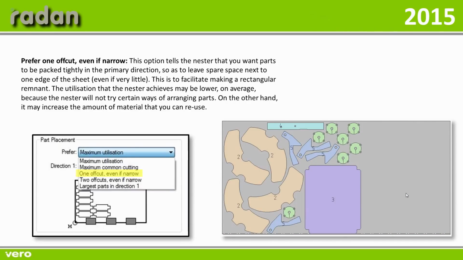Prefer one offcut even if narrow. This option tells the nester that you want parts to be packed tightly in the primary direction, so as to leave spare space next to one edge of the sheet, even if this is very small. This is to facilitate making a rectangular remnant. The utilization that the nester achieves may be lower on average because the nester will not try certain ways of arranging parts. On the other hand, it may increase the amount of material that you can reuse.